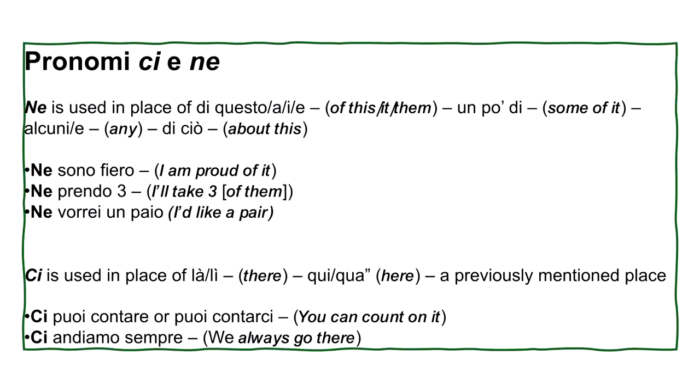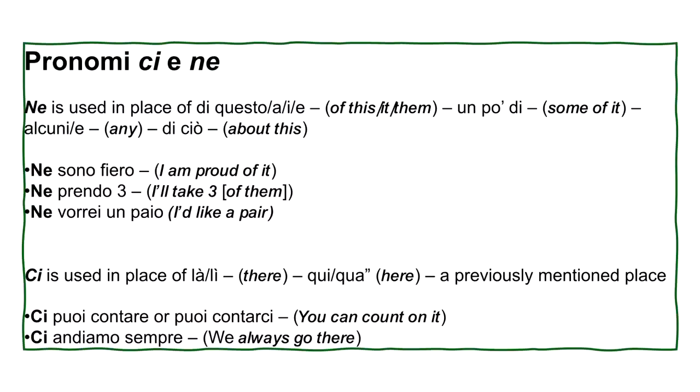Three examples. Ne sono fiero. I am proud of it. Okay? So as you can see, who is proud of it? Proud of what? I'm proud of it. Sono, I, sono, fiero, ne. Ne because it refers to it, to whatever that is. Okay? Sono fiero about something, of something.